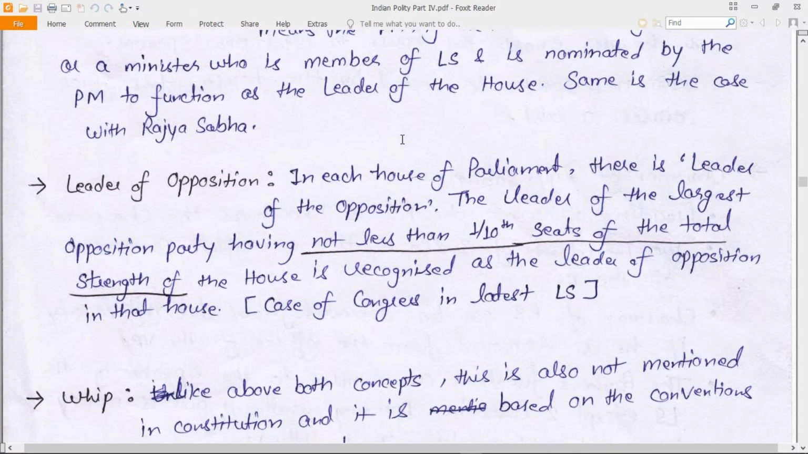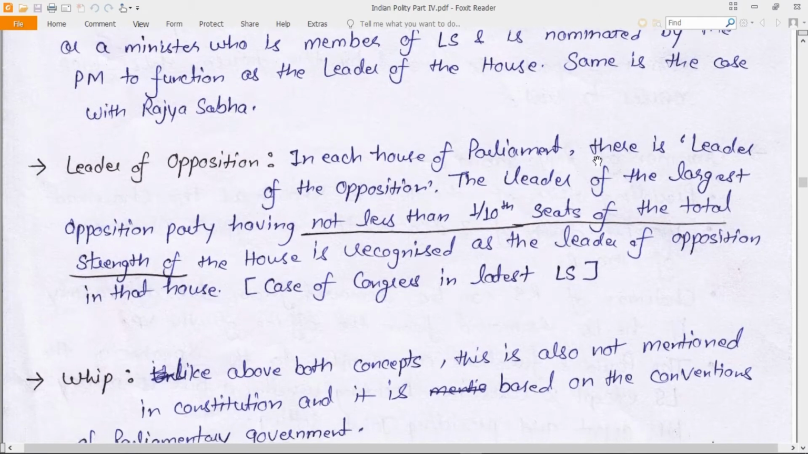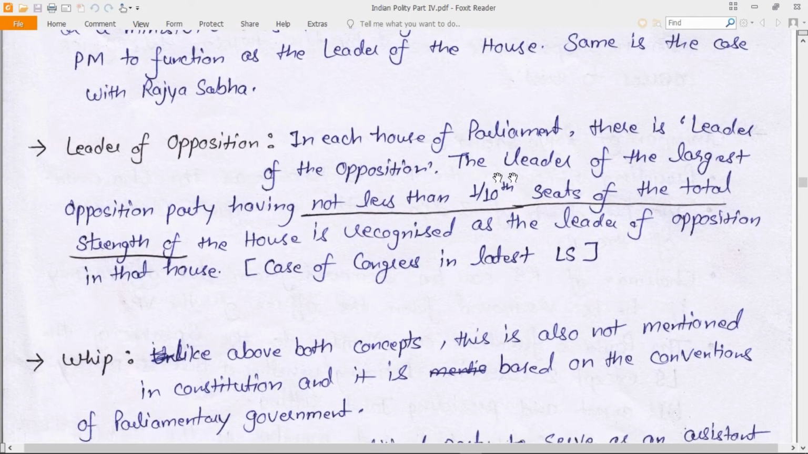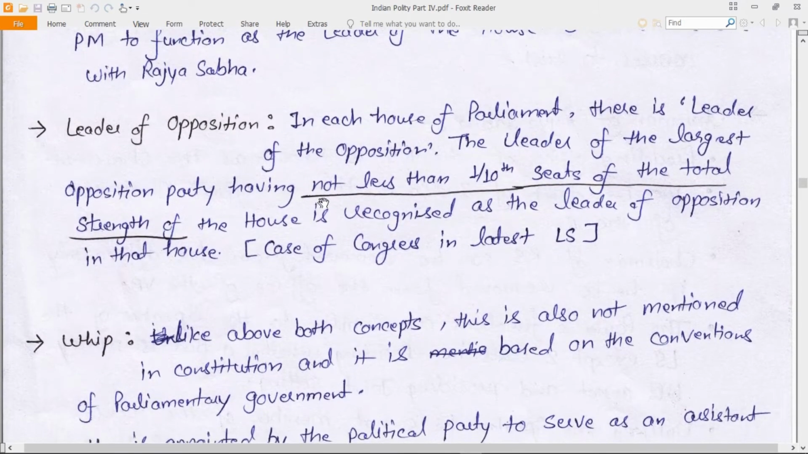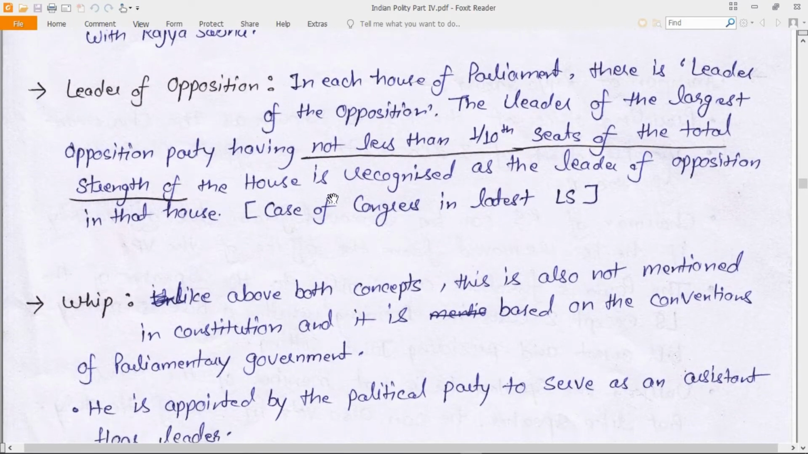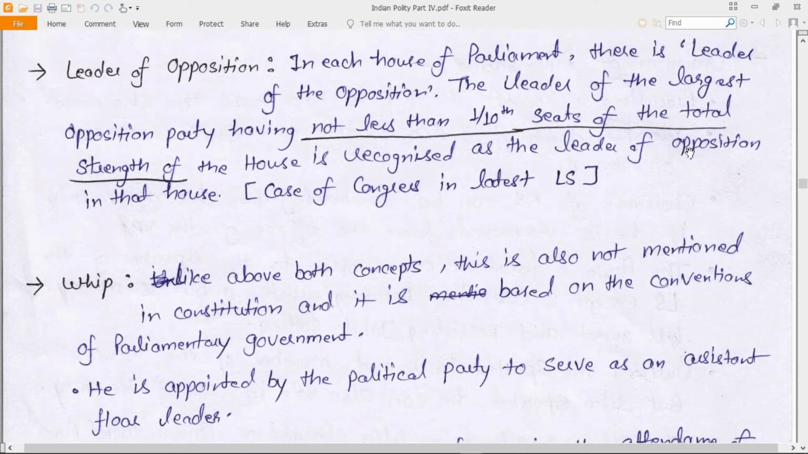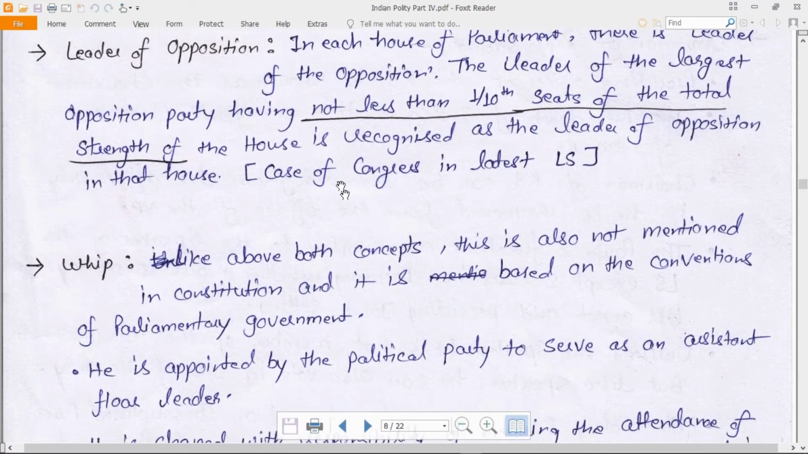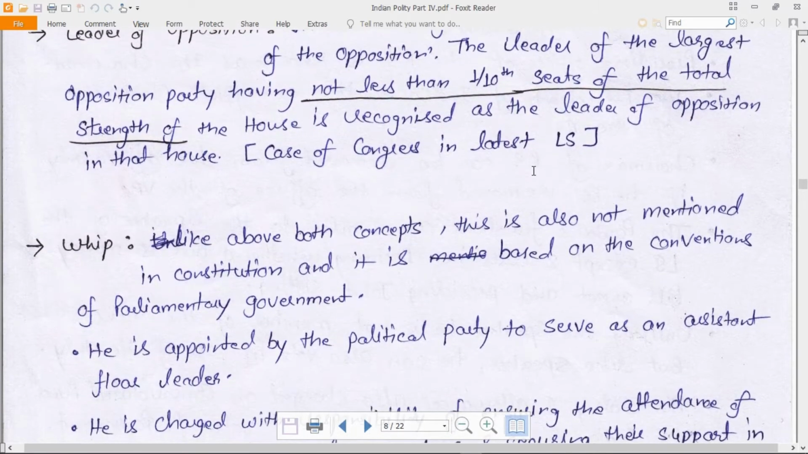Now, who is the Leader of Opposition? In each House of Parliament, there is a Leader of the Opposition. The leader of the largest opposition party, having not less than one-tenth of the seats of the total strength of the House, is recognized as the Leader of Opposition in the House. Case of Congress in the latest Lok Sabha.